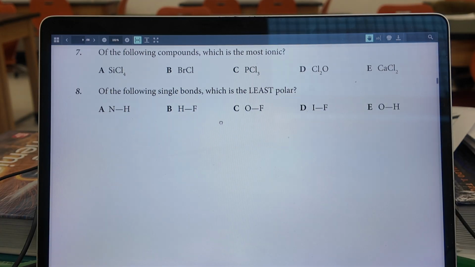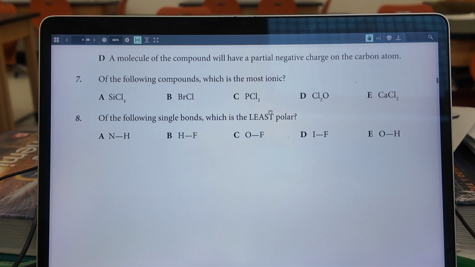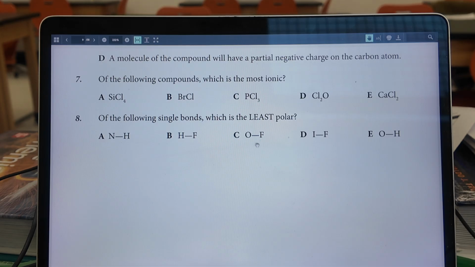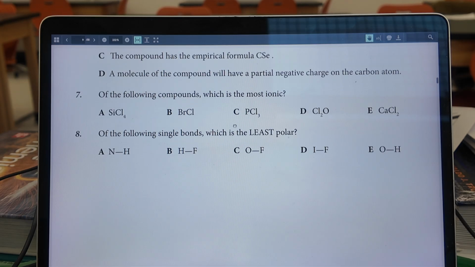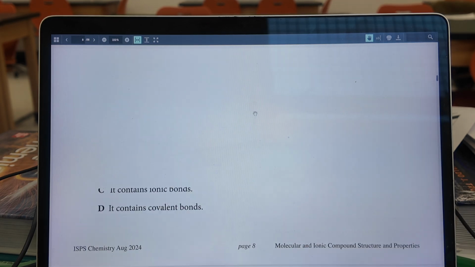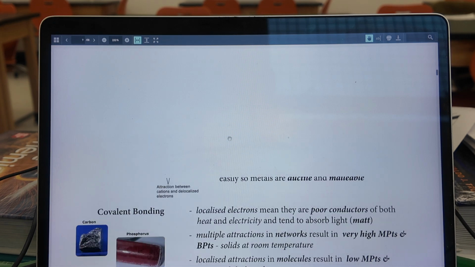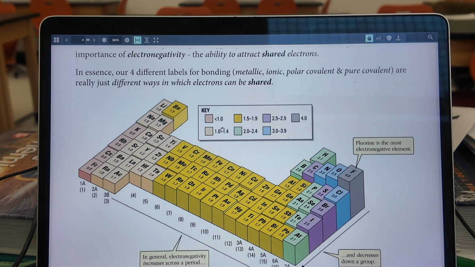Last question, which one is least polar? Another way to figure this out is by seeing the differences, by the way. For least polar, you just take all of these values and subtract. So here, let's go: NH, FH, OF, IF, and OH. Again, I told you that this was going to be the most useful thing right here. So now you could figure it out based on the relation.